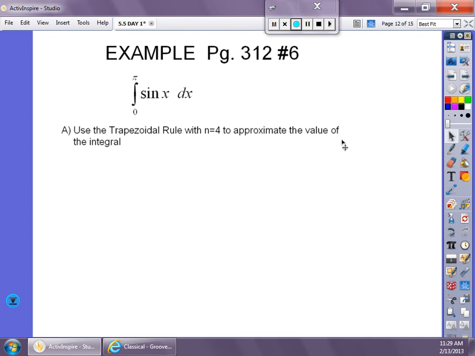So this guy, use the trapezoidal rule with n equal to 4 to approximate the value of the integral. I'm going to allow you to use function notation, so you're allowed to use y of 1, y of 2, y of 3. You don't have to find the exact value. Go ahead. Write your notation.